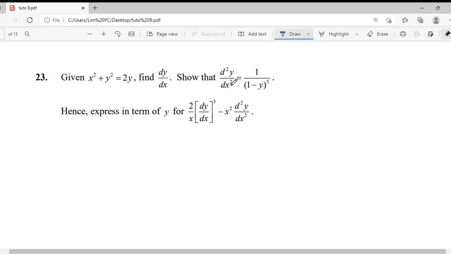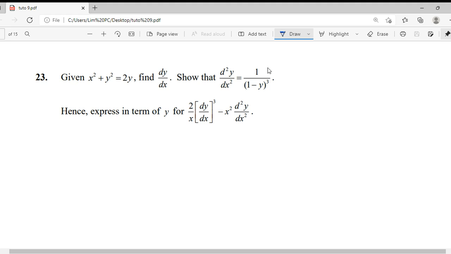So for question 23, as we can see here, we have x squared plus y squared equals 2y. We have to find dy/dx. This is implicit, because our x equation and y function are mixed together. Then we have to differentiate again to show that we have this d2y/dx squared.